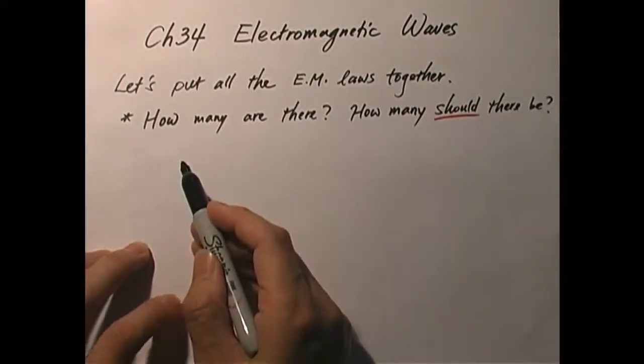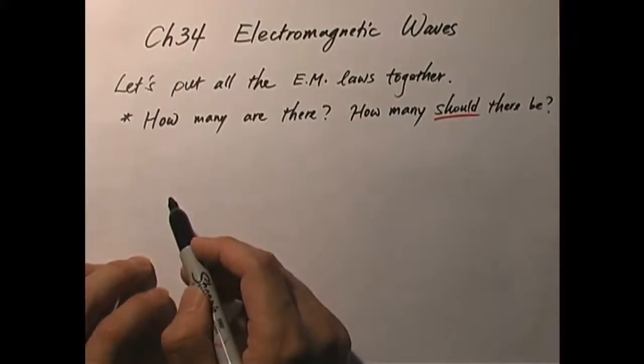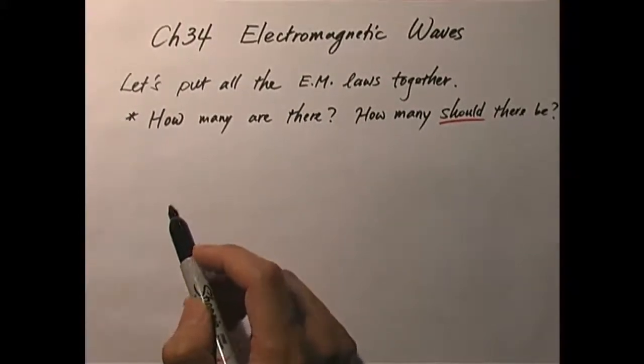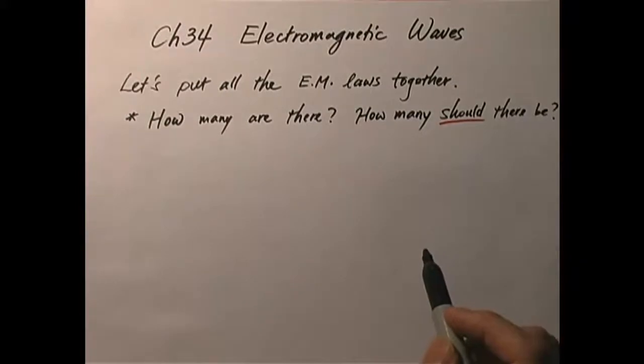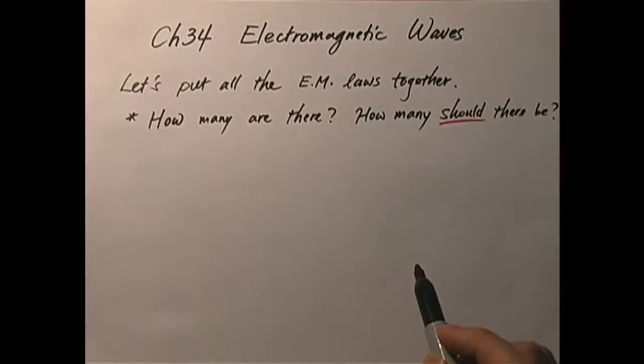And then we have another one, which is Gauss's law for magnetism. That's another one. And what else? Well, there's Ampere's law that tells you how to generate a magnetic field with an electrical current. And there is Faraday's law of induction. So we have so far studied 4 laws.